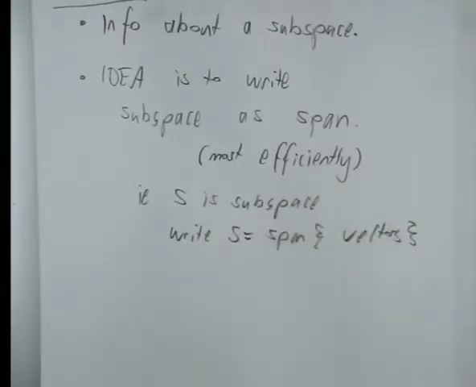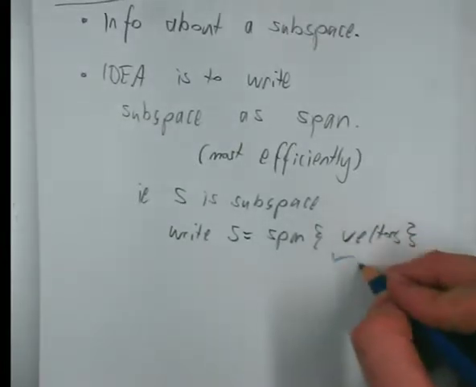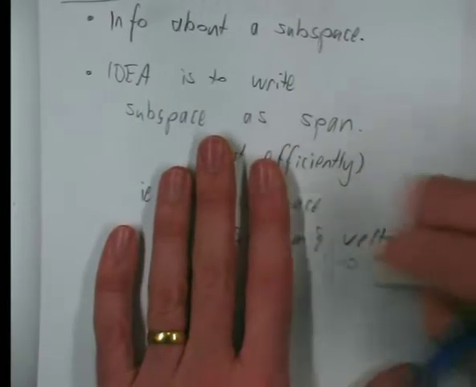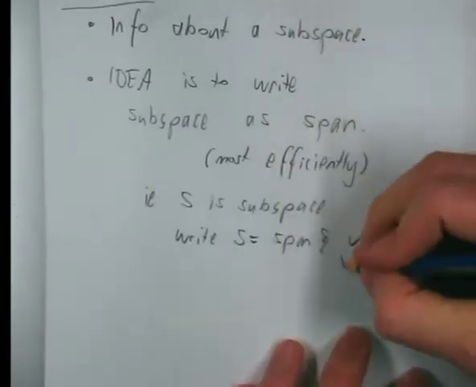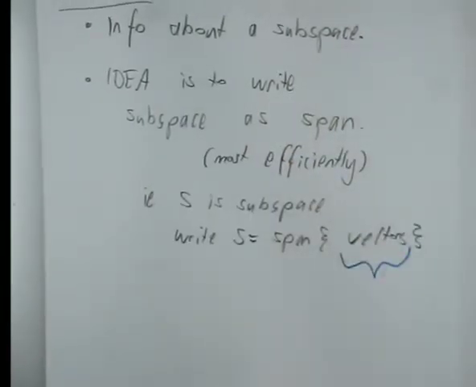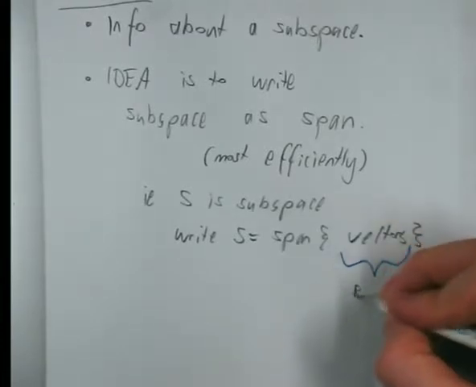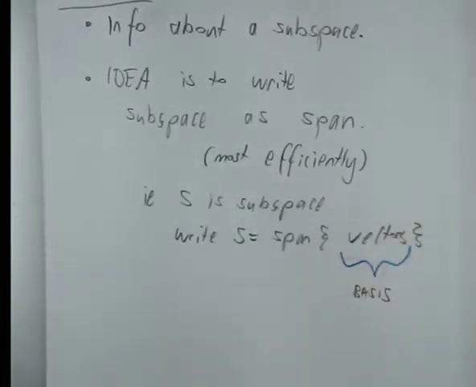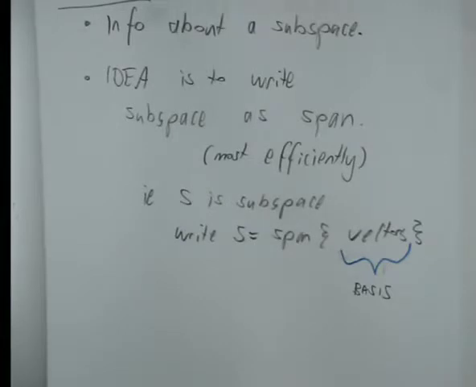These vectors here that are inside the span, they are the basis. That's what a basis is for. It's just information that goes in this spot so that we can create our subspace from a span.